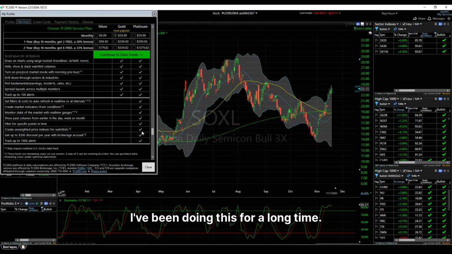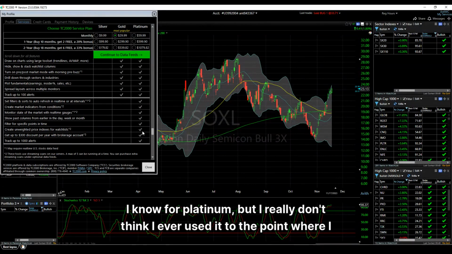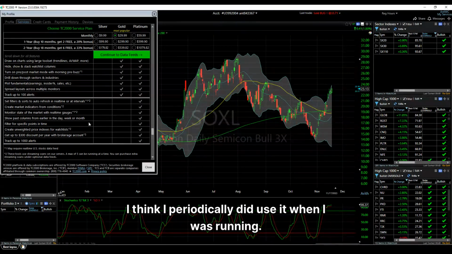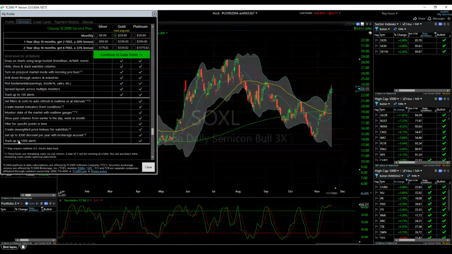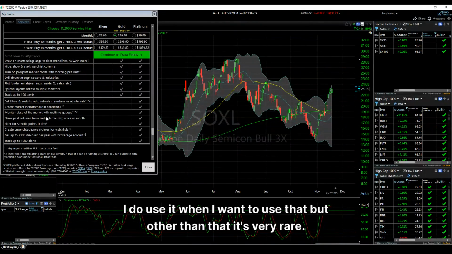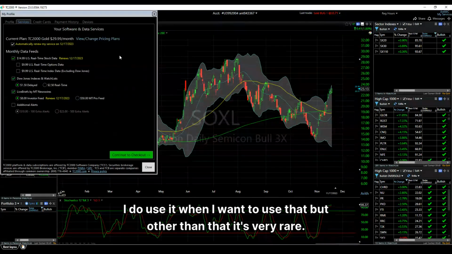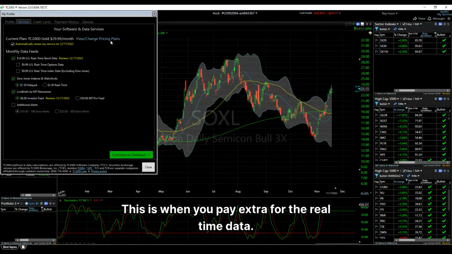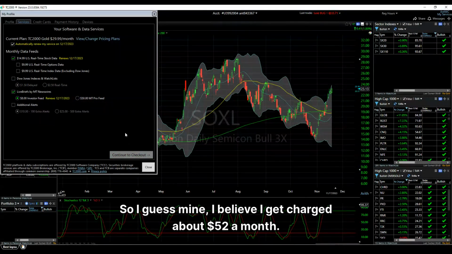I've been doing this for a long time. I've signed up for platinum, but I really don't think I ever used it to the point where I needed it. I think I periodically did use it when I was running. Let's see here. The real-time market gauges, I do use when I want to, but other than that, it's very rare. And then you can go to your feeds. This is where you pay extra for the real-time data. Like I said, I believe I get charged about $52 a month.